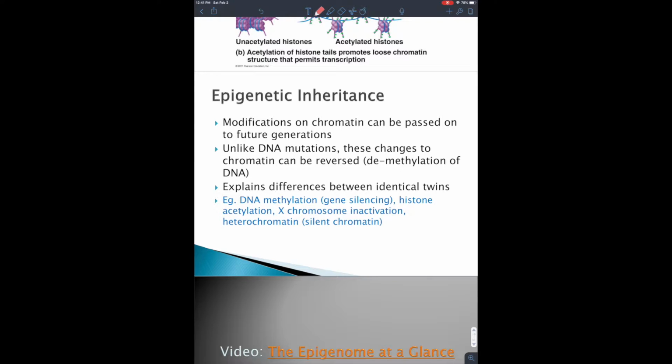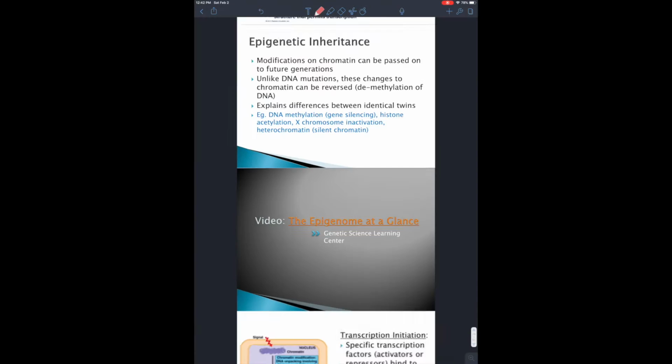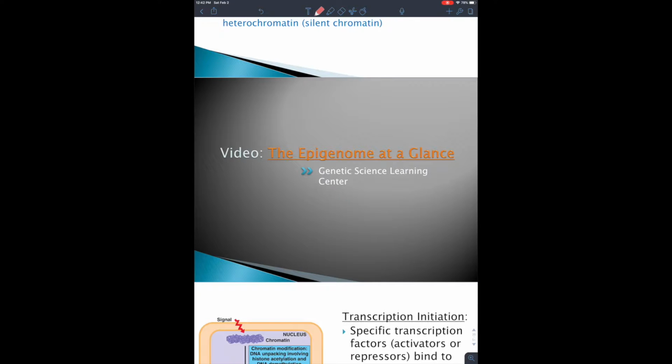Because of this varying tightness versus untightness of that DNA packed together, this is going to influence gene silencing, where I completely turn off certain genes from doing anything. Histone acetylation was that whole unwinding process to allow transcription to occur to read those genes and make proteins. X chromosome inactivation, silent chromatin. So you can pass on this chromatin structure to your children, and this also explains why two identical twins might have slight variations in their face or their height or their hair. Things can get passed on in those regards.